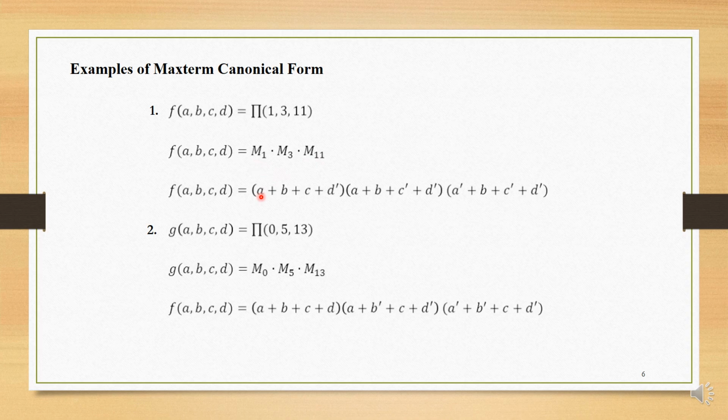1 is represented as 0, 0, 0, 1. Therefore, this can be written as Maxterm A plus B plus C plus D bar. M3 is represented by 0, 0, 1, 1. Therefore, it can be written as A plus B plus C bar plus D bar, dot. Then M11 is represented as 1, 0, 1, 1. Therefore, it can be written as A bar plus B plus C bar plus D bar. So this is a Maxterm canonical form for the function f of ABCD equal to product of 1, 3, 11.